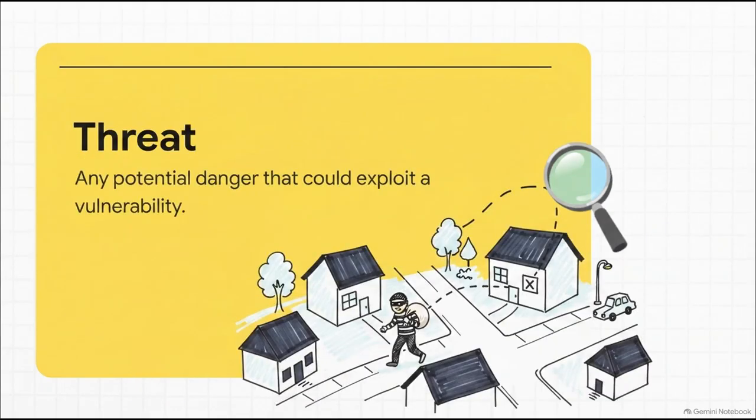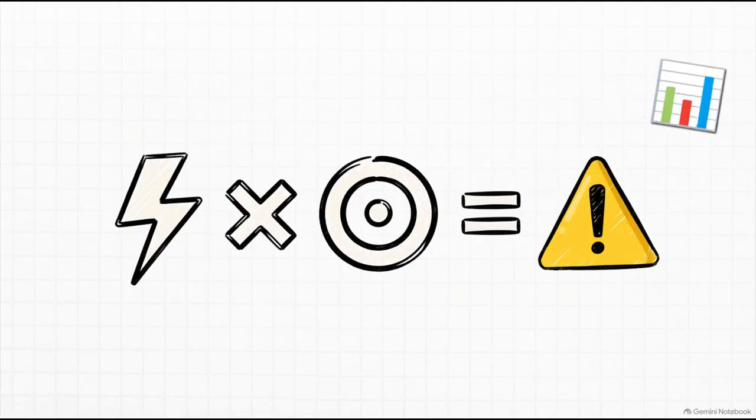A threat, on the other hand, is the danger itself. Going back to our house analogy, the threat is a burglar actively walking around your neighborhood specifically looking for unlocked windows. Now, the burglar just existing in your neighborhood doesn't mean your house has been broken into yet, but the potential for real harm is definitely out there. So, when you combine a vulnerability with a threat, that is when you get risk.